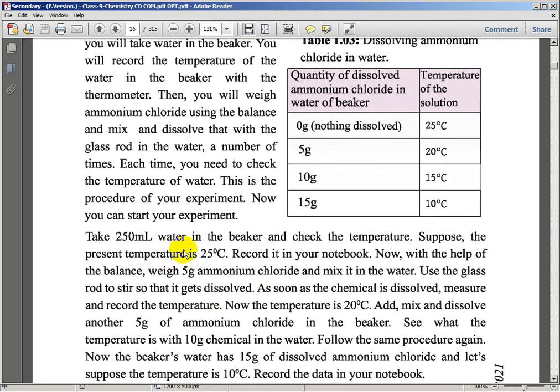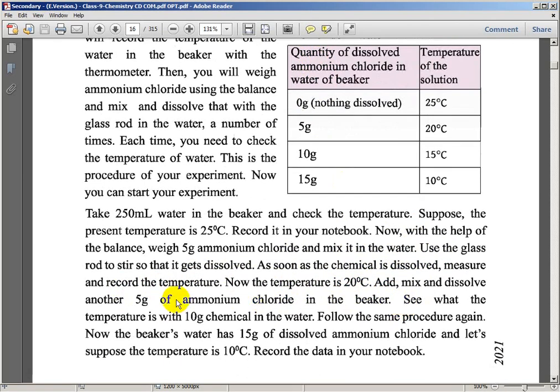So this is how you do this experiment. Take 250 ml water in the beaker and check the temperature. Suppose the present temperature is 25 degrees. Record it in your notebook. Now with the help of the balance, weigh 5 gram ammonium chloride and mix it in the water, and use the glass rod to stir until it dissolves. As soon as the chemical is dissolved, measure and record the temperature.